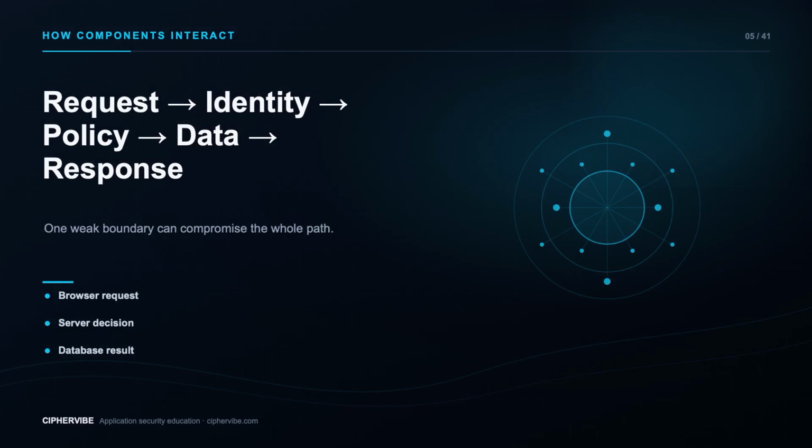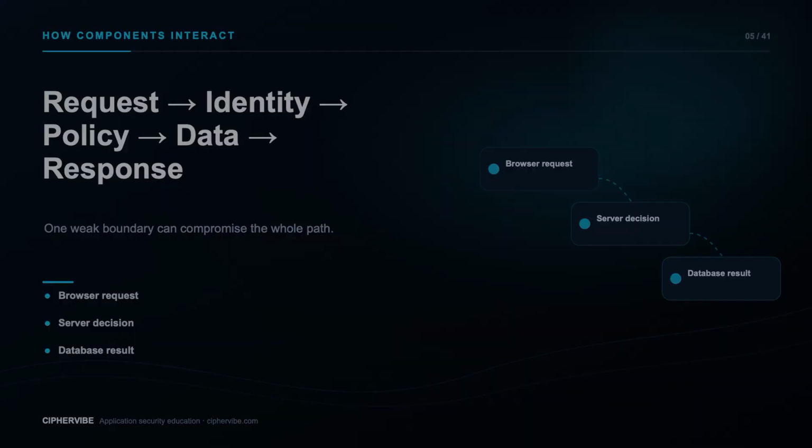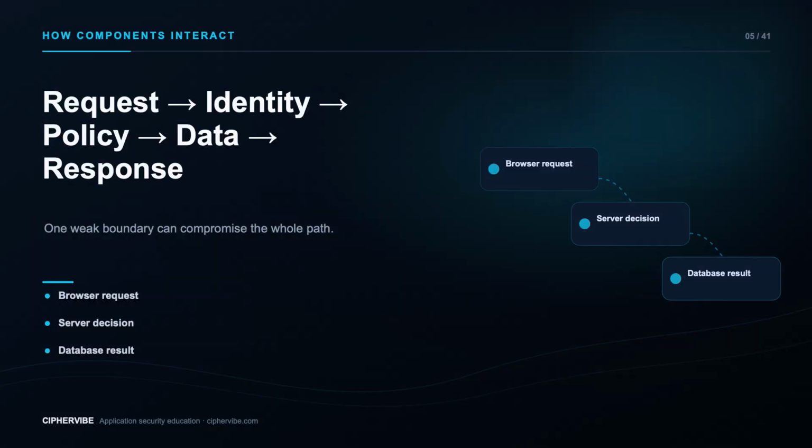A request crosses several components. The edge receives it. Authentication identifies a subject. Authorization checks an action and resource. Application logic validates input. Services and dependencies process it. A database returns data. Logging records the outcome. Security depends on the complete path, not one scanner.